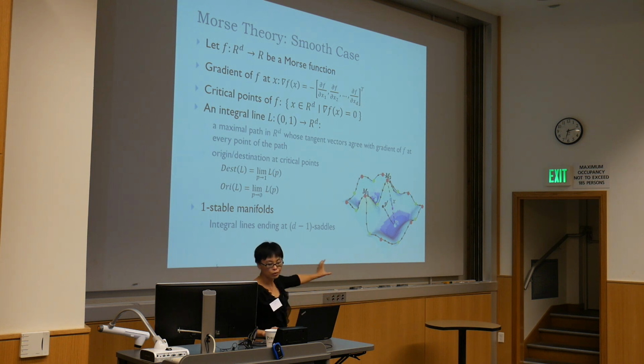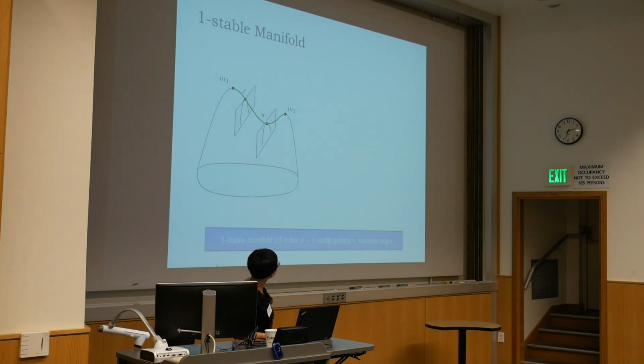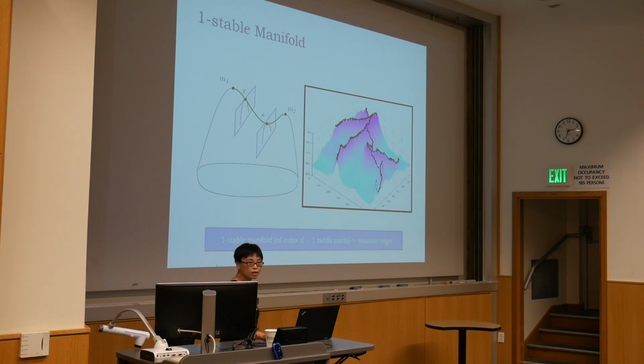So I want to use this to capture the mountain ridges and then use that to get the hidden road, or in general, the hidden graph structure from your density field. This is just another picture to show that along this one-stable manifold, locally, if you look at the density field, cut across orthogonal to this mountain ridge, you're going down on both sides. This is critical. But not necessarily on this green one. This is a real example from some density field.